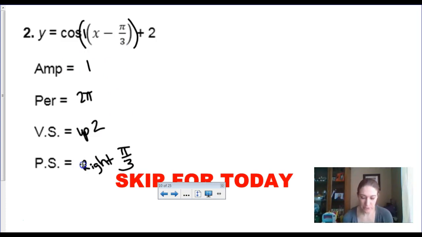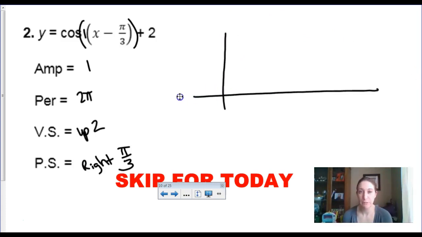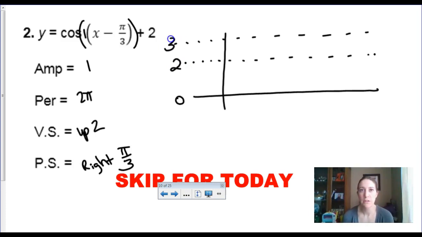Alright, so good news, bad news. I'm not sure how you feel about this, but there's no coordinate plane graphed, so you have total control over what this looks like. For me, I like that. I think, I don't know, control freak of me or something. So let's say this is a 0 vertical line. Your midline is up here at 2. Total horizontal line I just graphed, right? And then your amplitude's a 1, so it's going to graph up to 3 and then down to 1.